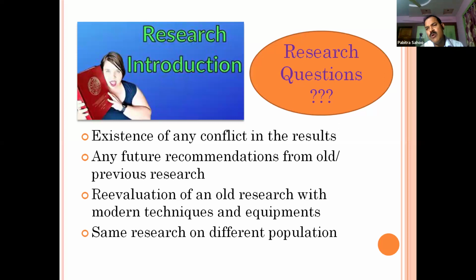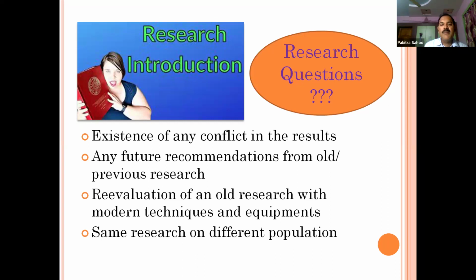Many times we are doing work, but we don't know what those questions can be. You have to search for hidden key things which are still not published. What will you get in articles? You will find the existence of any conflict in the research. If you have read related articles and found any conflicts in the results or any recommendations, go to the articles. Recommendations are at the end of the discussion. What they have recommended, you can take up as a research question in this field.